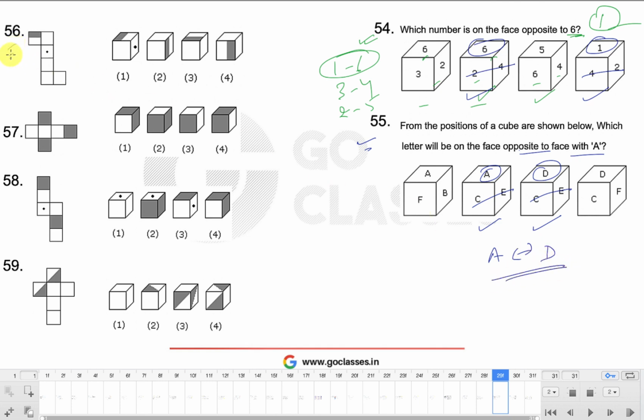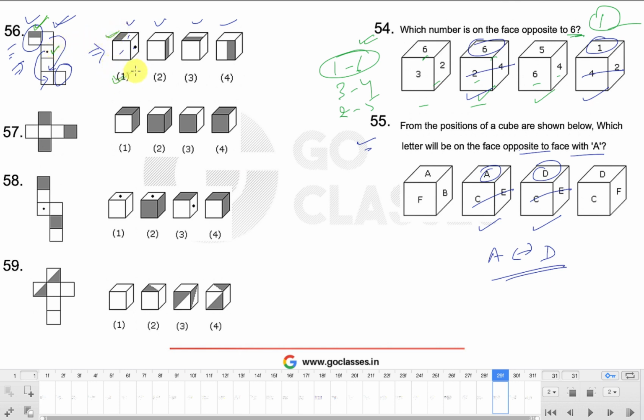Now question number 56. In this type of question, you have to make the possible dice that can be made with this figure. So how many faces can you see in a dice in this figure? Always 3 faces. It means these 3 faces will not be opposite to each other, right? And in this type of figure, this is opposite to this, and this is opposite to this. And you can clearly see this shaded one and this dotted one are not opposite to each other. It means they will be on adjacent faces.